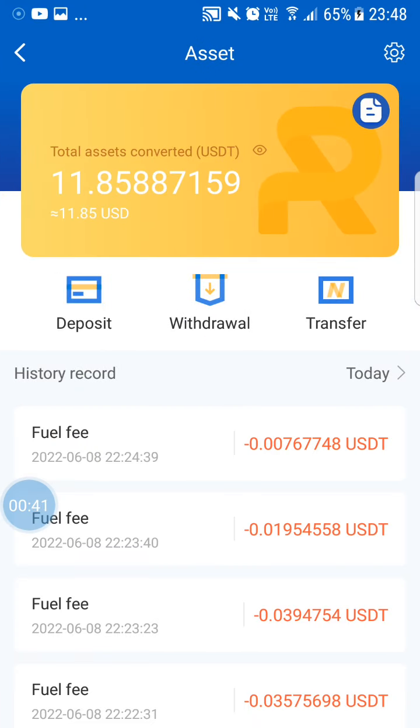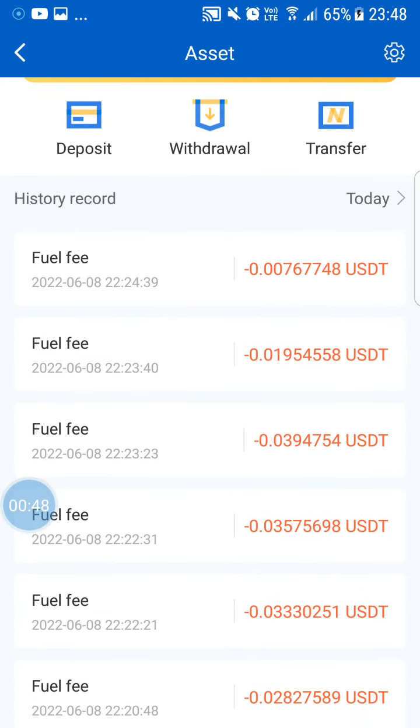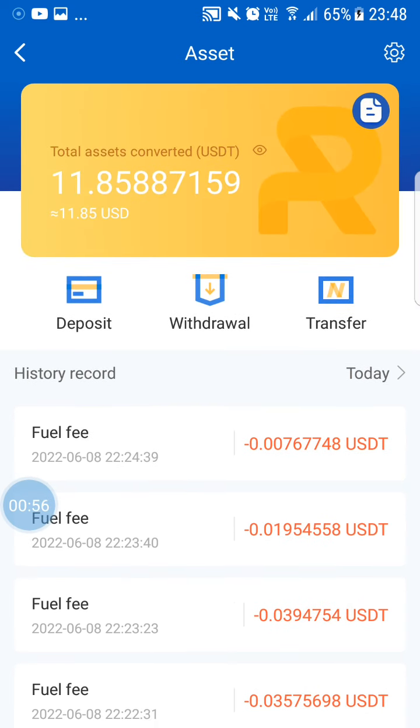Now, clicking on Asset, you're able to see that there's a fuel fee. That's the deduction that RoyalQ makes every time it produces a profit. Every time the bot sells on the exchange side, it will deduct 20% of the profit for that particular sell trade. Remember, the bot buys low and sells high in the spot market of the cryptos.